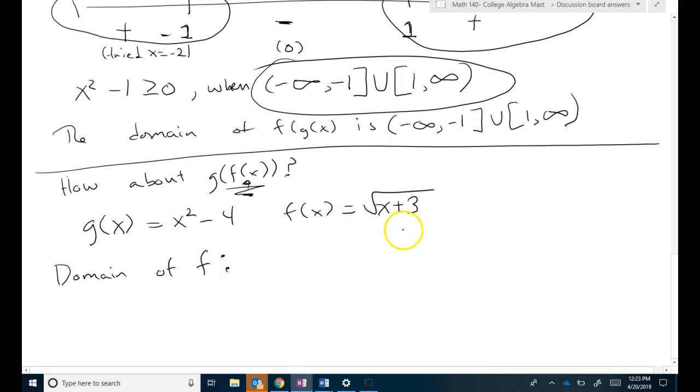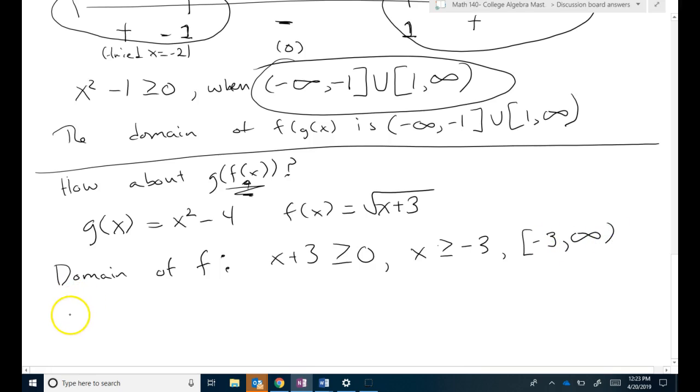Okay. The domain of f is x plus 3 greater than or equal to 0, right? Because that's the thing in the square root. So x is going to have to be greater than or equal to negative 3. Or if we write that in interval notation, it's going to be negative 3 to infinity.